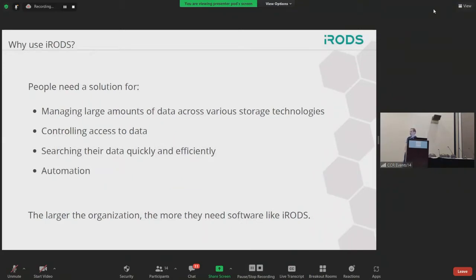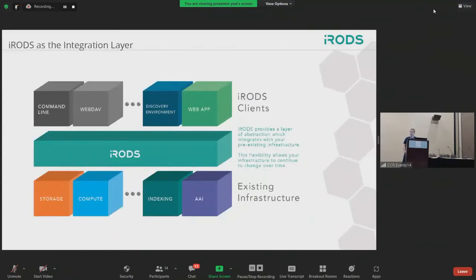And the bigger you are, the more likely you've bought another company or have multiple labs. What do you say, 187 groups across NYU Medical Center. So that's a lot, and there needs to be some rules in place or you have a mess very quickly. So iRODS sits above whatever you've already got.